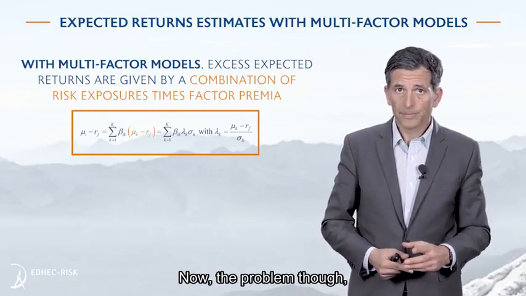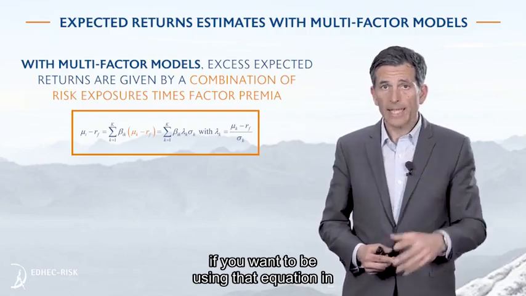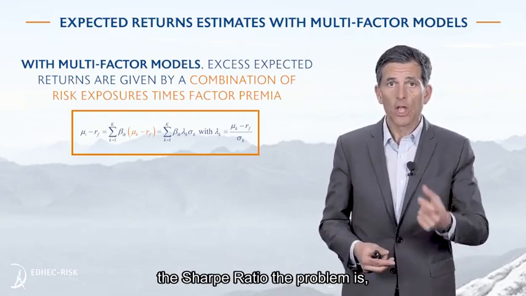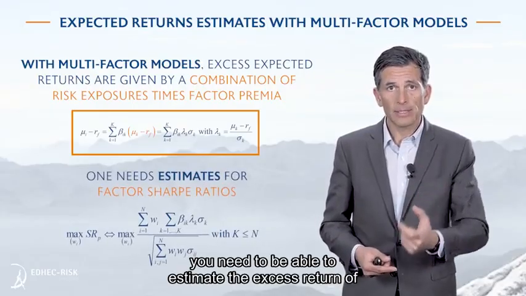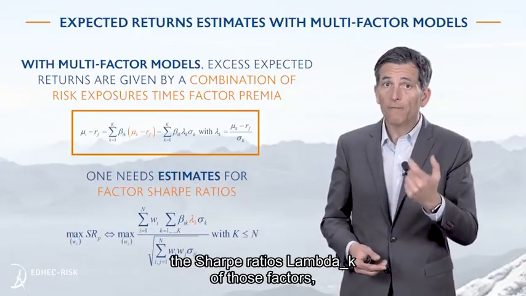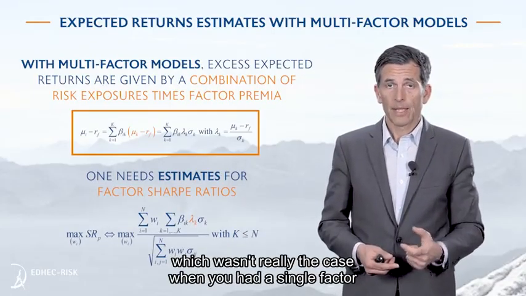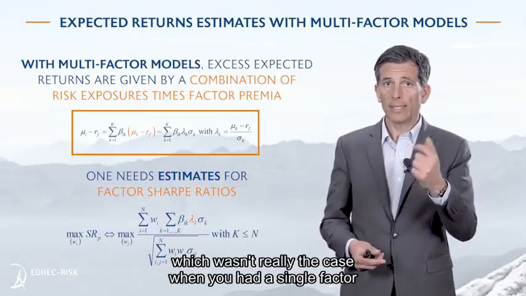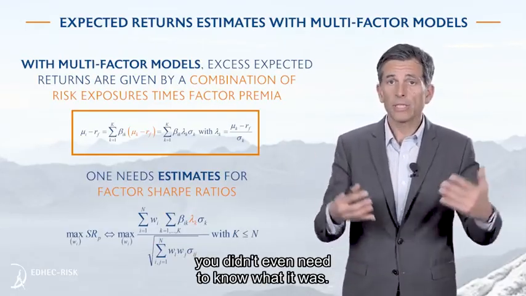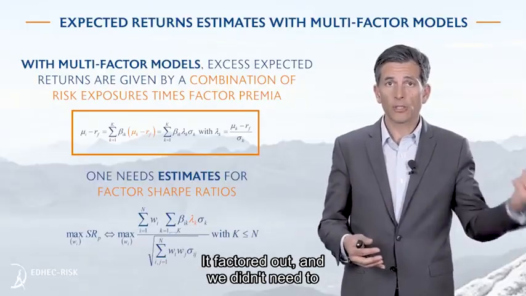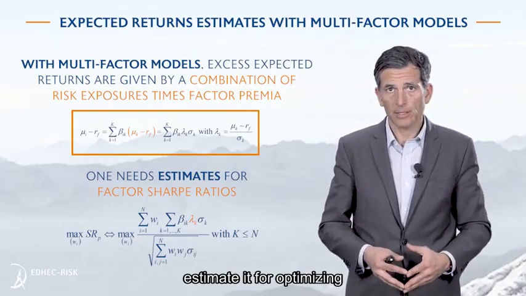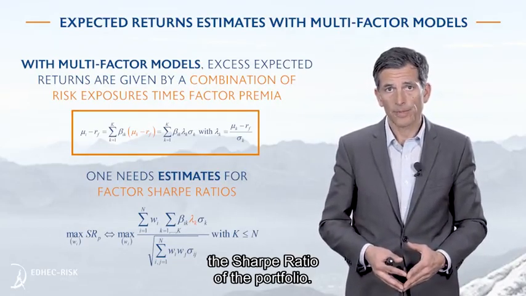Now, the problem, though, if you want to be using that equation in the context of optimizing the Sharpe ratio, is you need to be able to estimate the excess return or the Sharpe ratios lambda k of those factors, which wasn't really the case when you had a single factor, because that excess return on the market, you didn't even need to know what it was. It factored out, and we didn't need to estimate it for optimizing the Sharpe ratio of the portfolio.